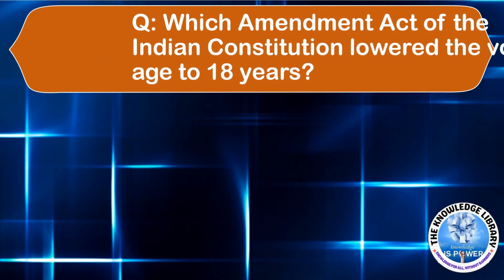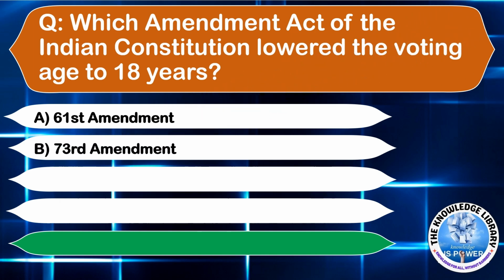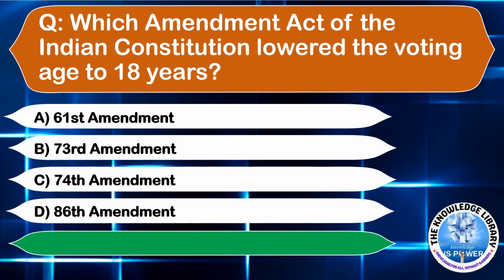The next question is, which Amendment Act of the Indian Constitution lowered voting age to 18 years? Option A 61st Amendment, option B 73rd Amendment, option C 74th Amendment, option D 86th Amendment. Correct answer is option A 61st Amendment.